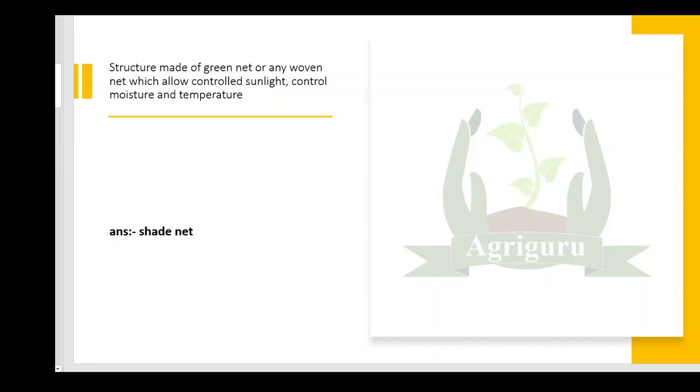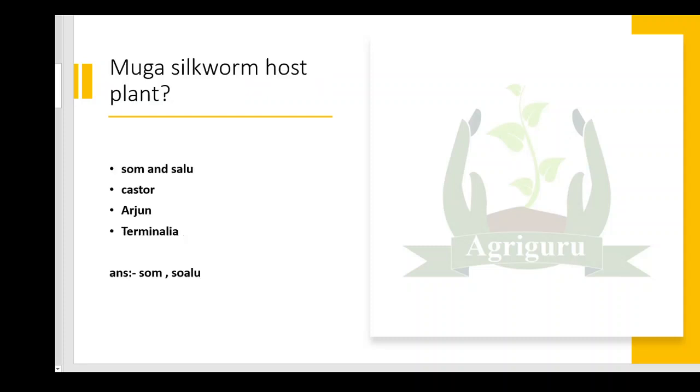The next question is actually a definition: structures made up of green net or any woven net which allow controlled sunlight, controlled moisture and temperature. So it is the definition of shade net, any woven net made up of green net which can control sunlight, moisture and temperature. It is used in plant nurseries and polyhouses; shade net is commonly used. Let's see the next question.